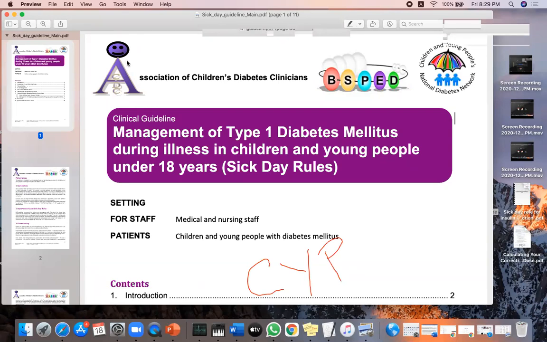This is the British Society of Pediatric Endocrine and Diabetes, BSPED. This guideline is the recent one. The same society released the guideline for DKA in 2020. This is the latest guideline on diabetes in the UK, so you have to follow this one.